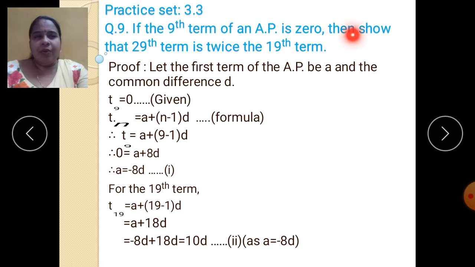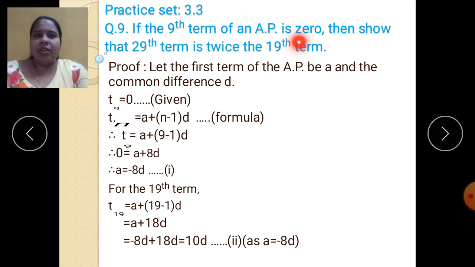Correct? What do you have to show? 29th term is twice the 19th term. 29th term means T29 is equal to 2 into 19th term, T19. This is what I need to show. Okay. So let's start this. Let the first term of the AP be A and the common difference be D. This is the first step. Because nothing is given, we have to assume A and D as the first term and the common difference.